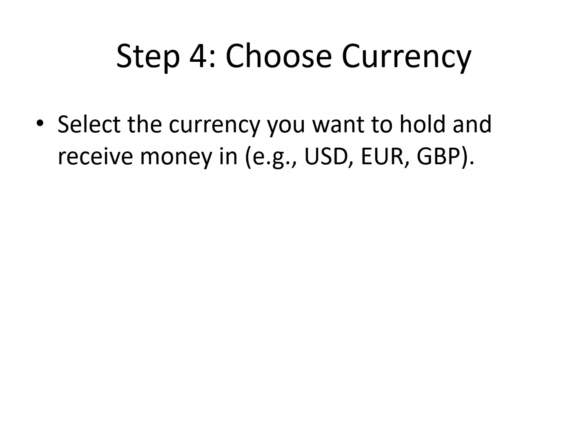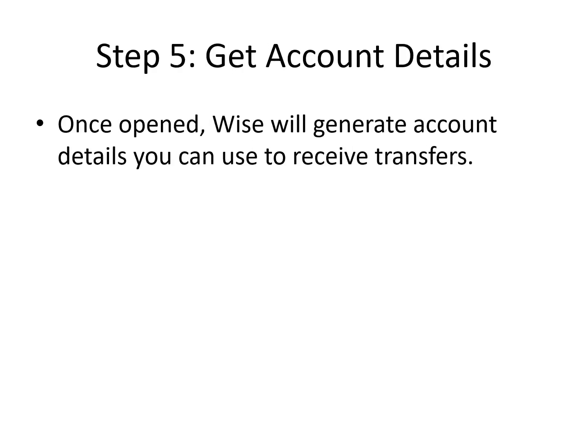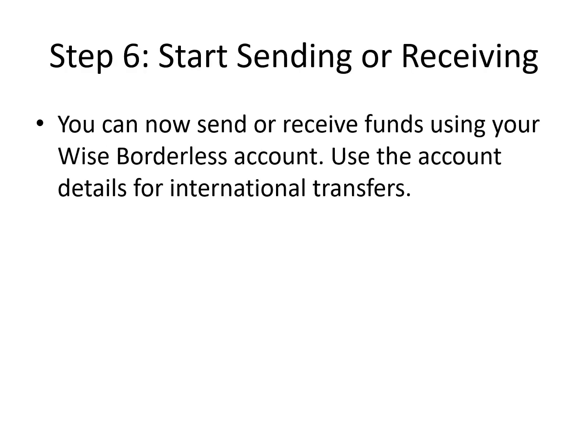Select the currency you'd like to receive and hold money in, such as US dollars, euros, British pounds, or others. You can repeat this step for multiple currencies later if needed. After choosing a currency, Wise will generate local bank details for that currency. You can use these details to receive payments just like a local.